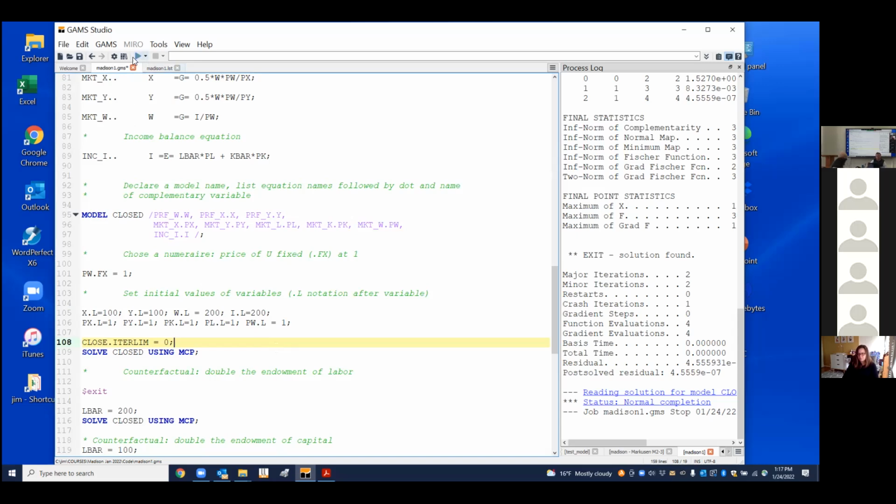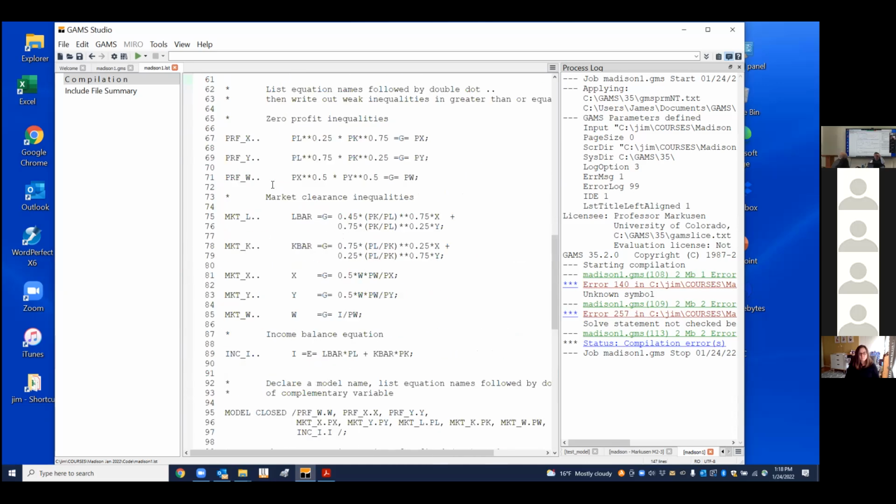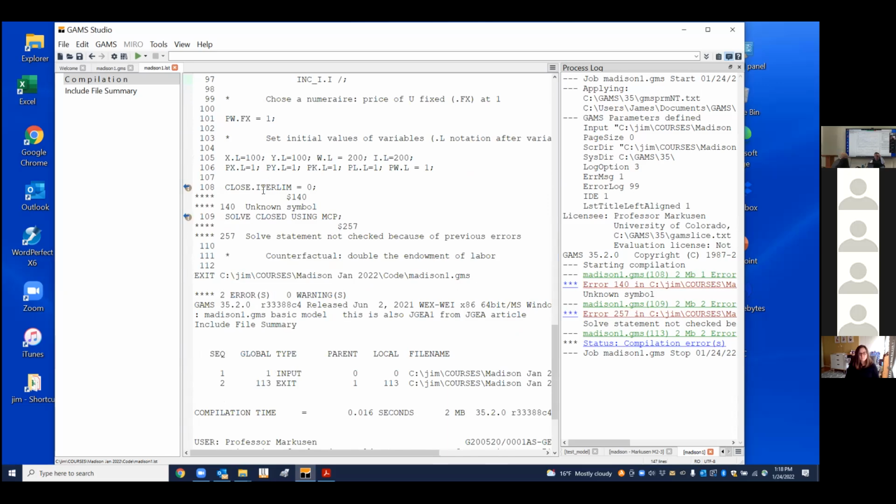Okay, so now, when we looked at that listing file, I know there's something wrong, but I have no idea where it is in the model. So if I put in this iterlim equals 0 command and run the model, oh, there's something weird in GAMS. I think iterlim has to be in lowercase or something. No, well, why is it giving me an error, Tom?